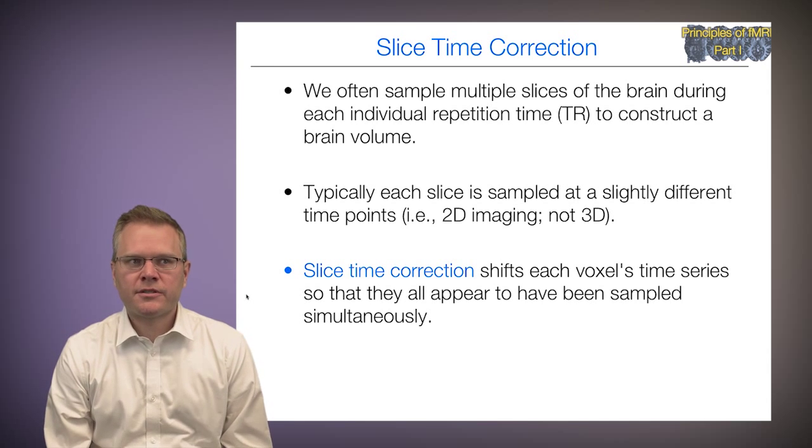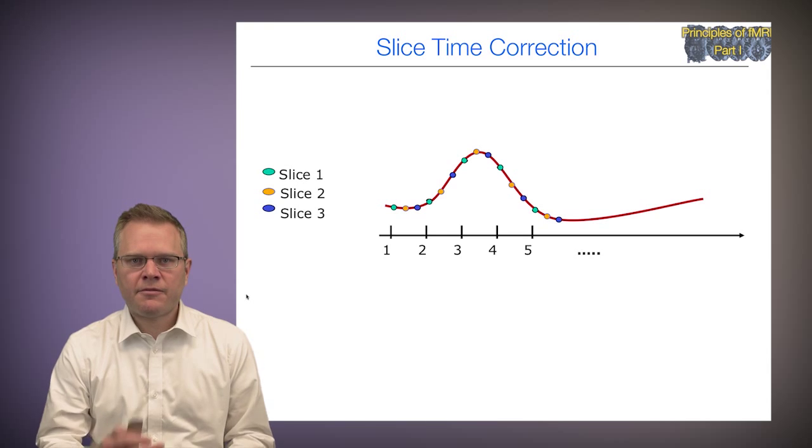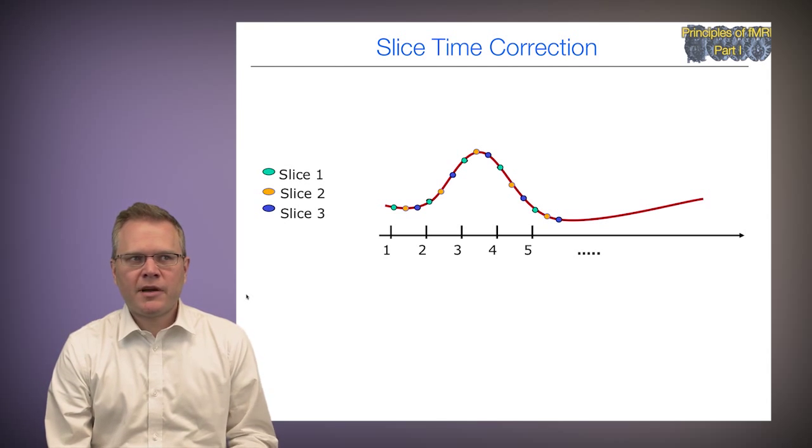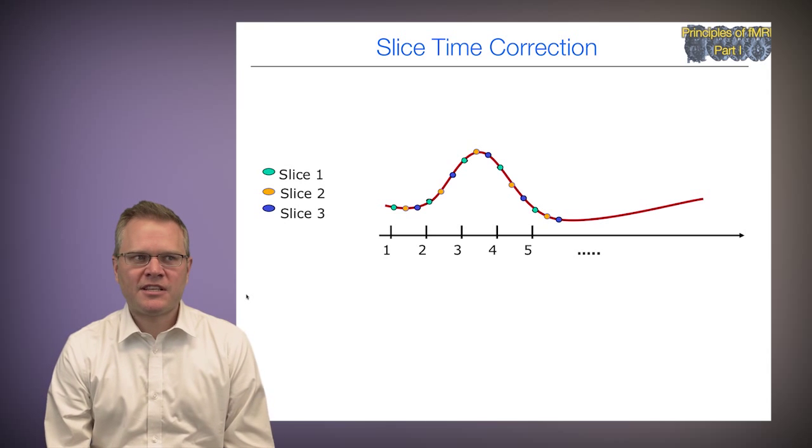Slice time correction shifts each voxel's time series so they appear to have been sampled simultaneously. Let's illustrate this. Let's say that we have 3 slices of the brain, and in each we have a voxel from 3 different slices, and they all have the same hemodynamic response signal in them. However, because of the way that we're sampling the data, we'll sample the green data points in slice 1 every second, and at the yellow time points we'll sample the voxel in slice 2, and it's going to be shifted vis-a-vis slice 1, and the same for slice 3.